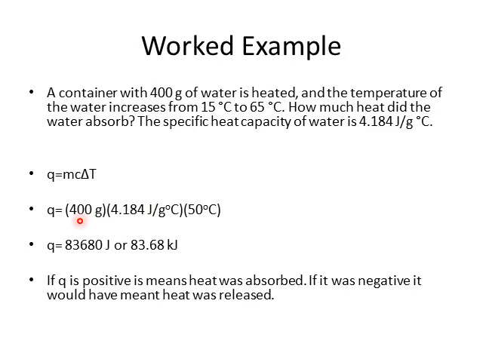Next, I just multiply 400 by 4.184 by 50, and I get an answer of 83680 joules. Now I can change this to kilojoules by dividing by 1,000, and that will give me a value of 83.68 kilojoules. The fact that my value is positive means that heat was absorbed. If it was negative, it would have meant that heat was released.